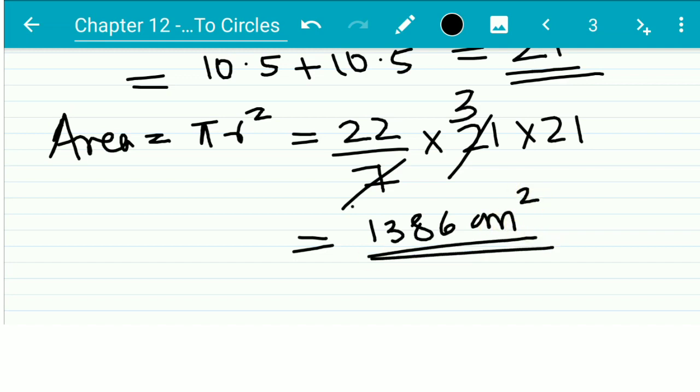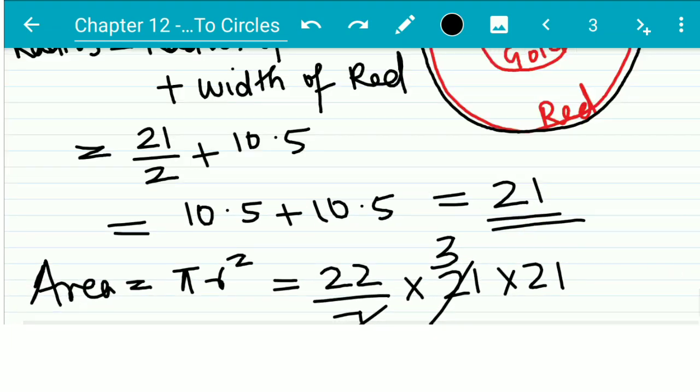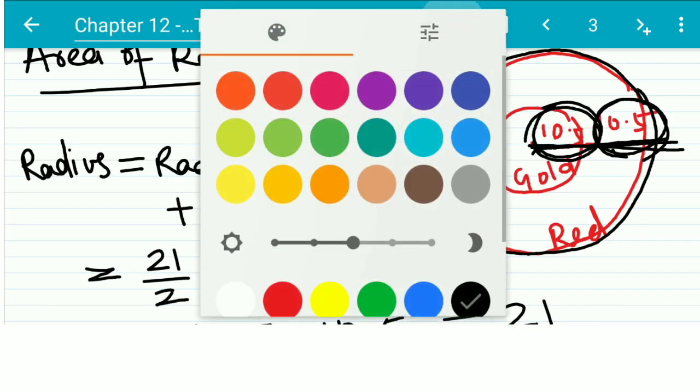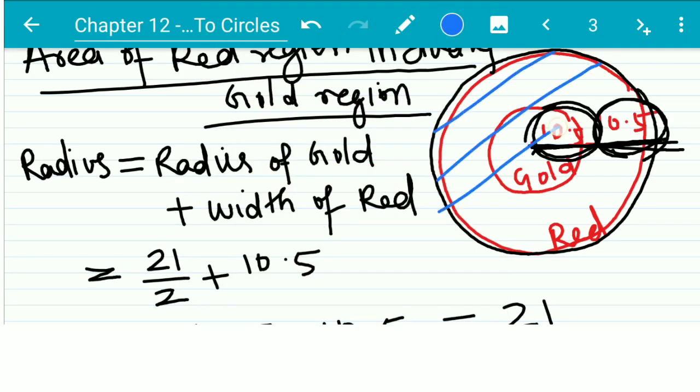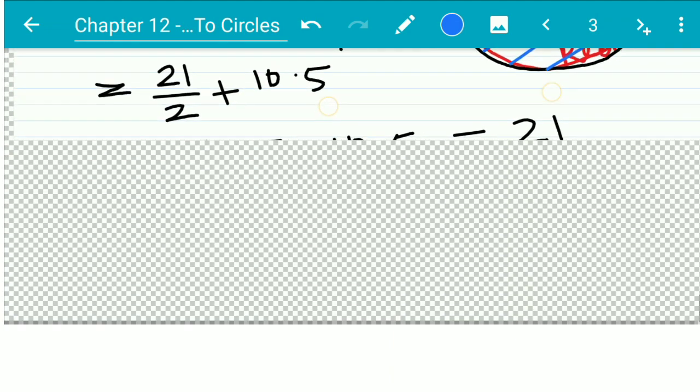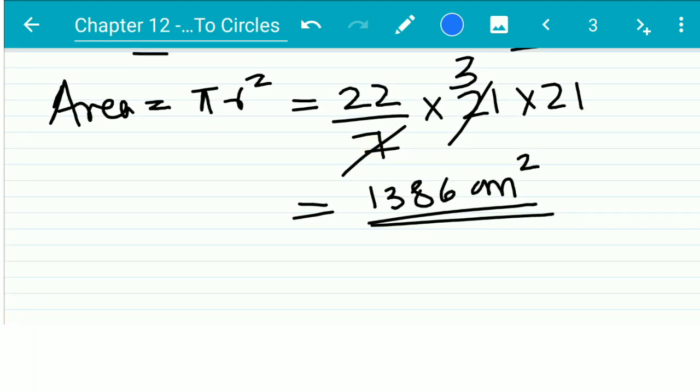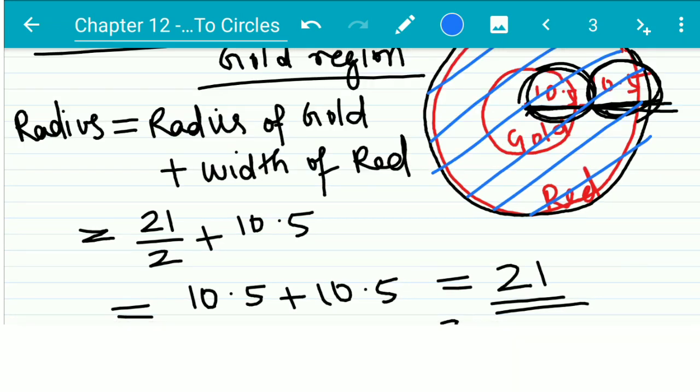This is not the area of the red region. Note that this is not the area of the red region. This is the area of the red region including gold region. Now we need to find the area of red only. How to find the area of red only? See the figure now. Now we found the area of this full region. That is what is given here. See, 1386. This is what we found now. The area of full region.